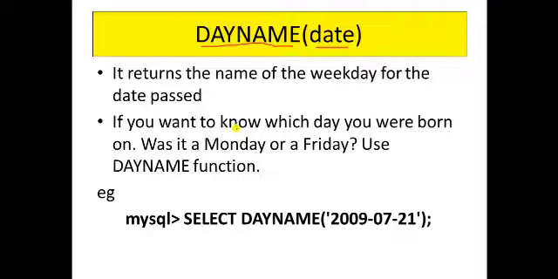Let us see an example. Day name. I have written the day name function and passed a valid date as parameter. From this date, it will find out from the system calendar which was the day of the week on this day. It will return that. So it was Tuesday on this day. So it has returned Tuesday, the name of the day of the week.